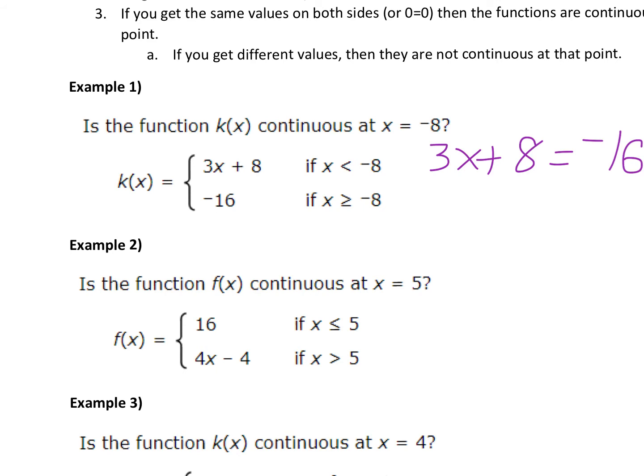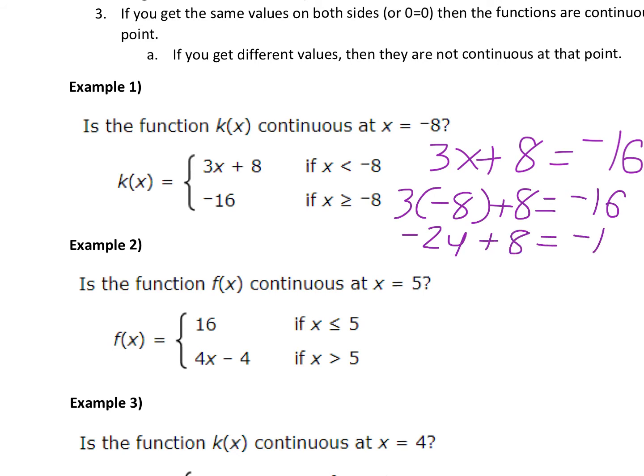Now we're going to plug in -8, our proposed x value, for the x value here. Well, 3 times -8 plus 8 is equal to -16. Okay. -24 plus 8 is equal to -16. -16 is in fact equal to -16. So these two functions at x equals -8 are continuous because -16 equals -16.